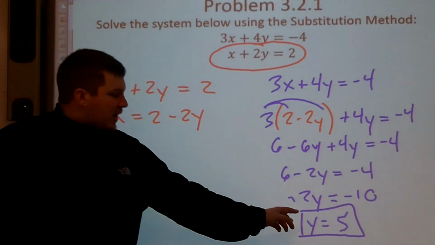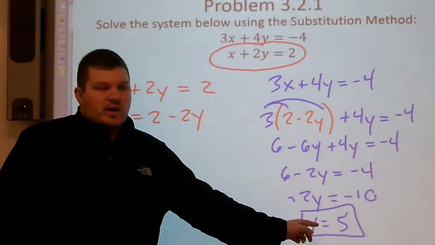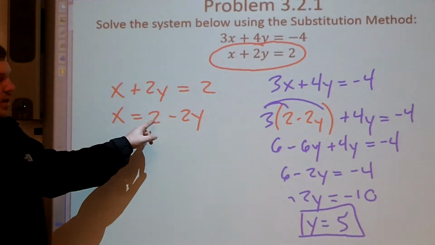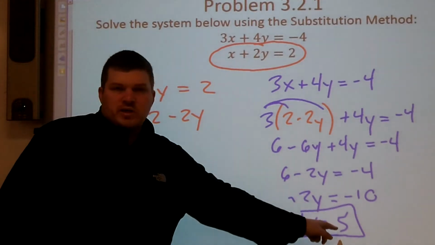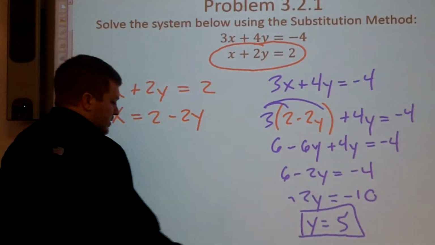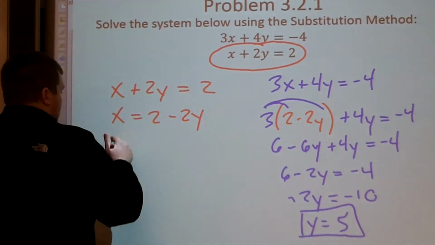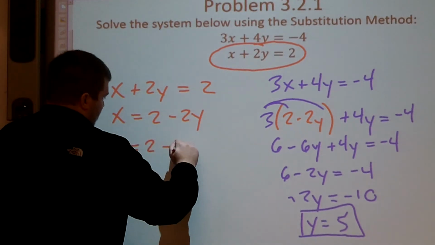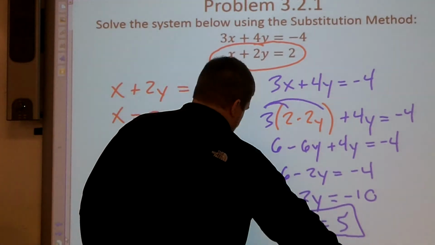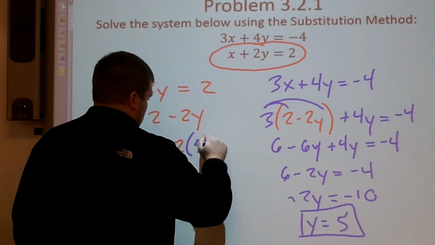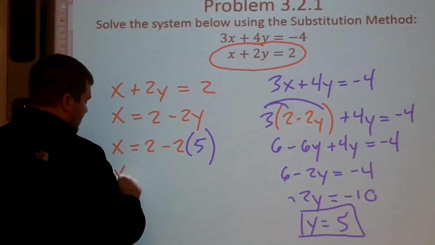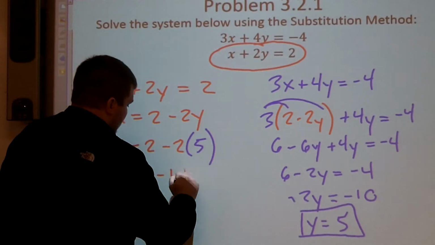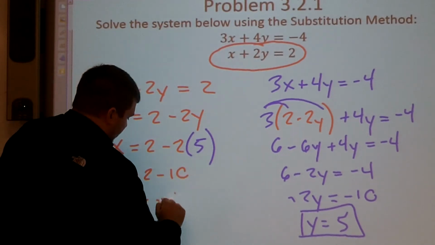Alright, so now that I have the value of y, I know exactly what y is. I'm going to go back to this equation over here that I just found. And everywhere I see a y now, I can substitute in a 5. Okay, so let's do that. So x equals 2 minus 2 times 5. And I'm just going to simplify that. So x is equal to 2 minus 10. So x is equal to negative 8.